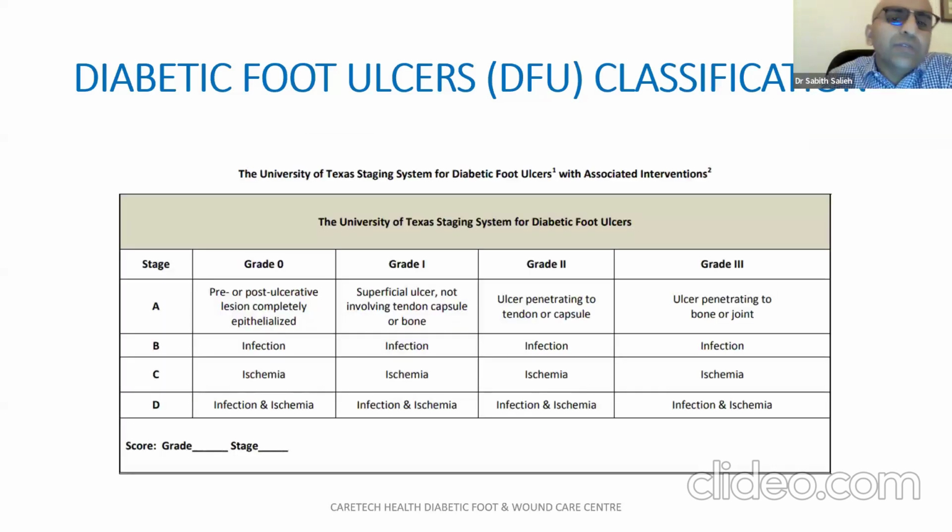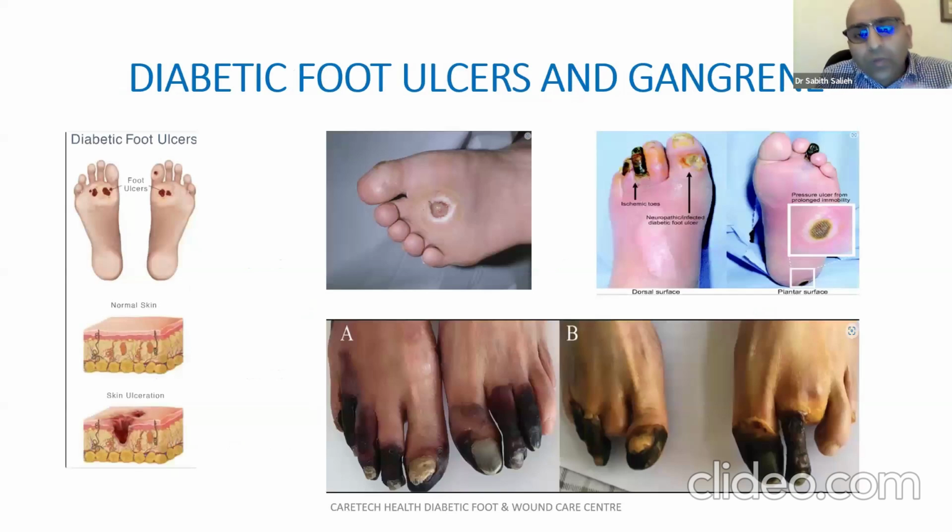So that's important. This is the University of Texas staging system. I know a lot of us do use this as well. It's basically a 4x4 matrix that assesses ulcer depth in the horizontal component and infection and ischemia in the vertical component, right? Okay, so what we want to highlight is, you can see here, this is dry gangrene, right? And sometimes you get this neuroischemic, which is wet gangrene, and this is a plantar ulcer, right? The whole purpose of this is trying to see how we can prevent this, because that is truly an important aspect. We don't want our patients to develop these end-stage complications, right?